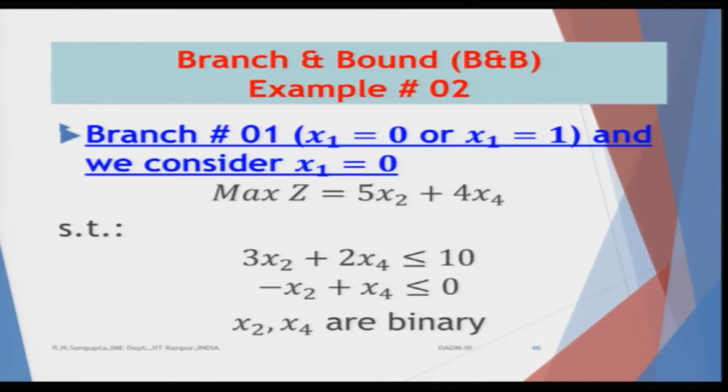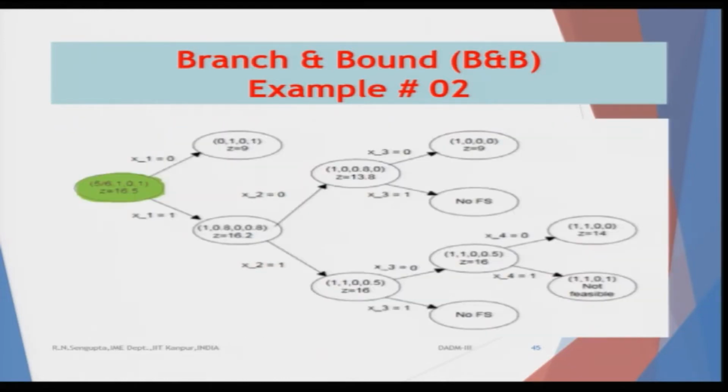Now, we consider branch number 1. We can go with the branches as I mentioned, if you remember, x1 as 0 or x1 as 1, and now we are considering x1 is 0, that means we are going in this direction. So, this is the direction we are going.